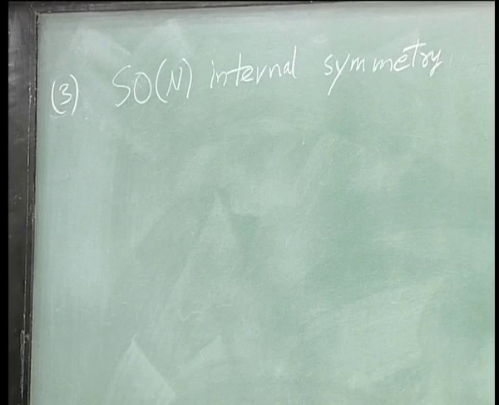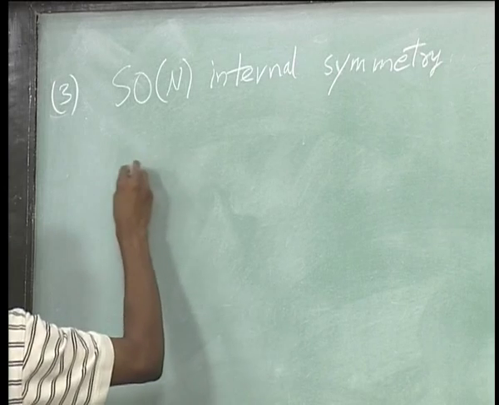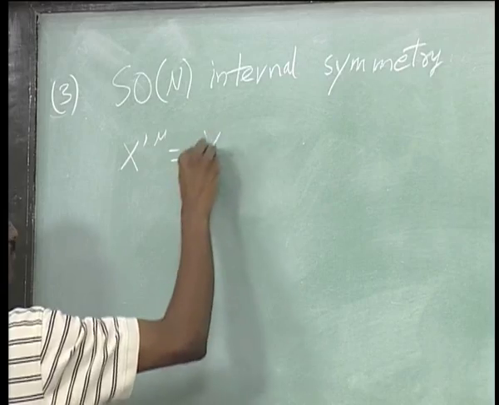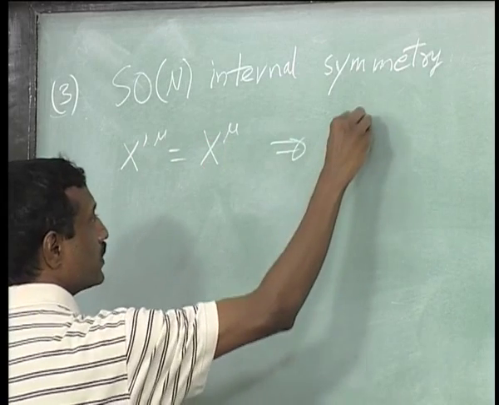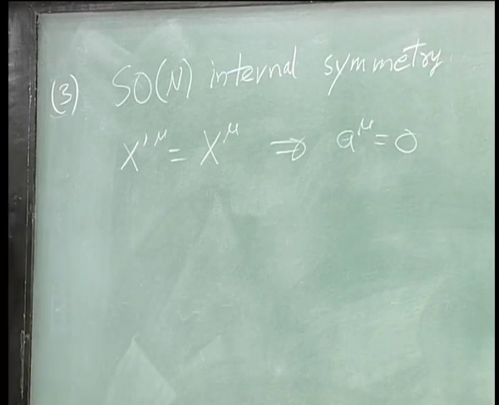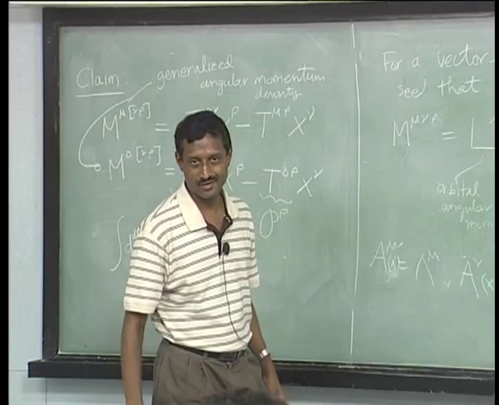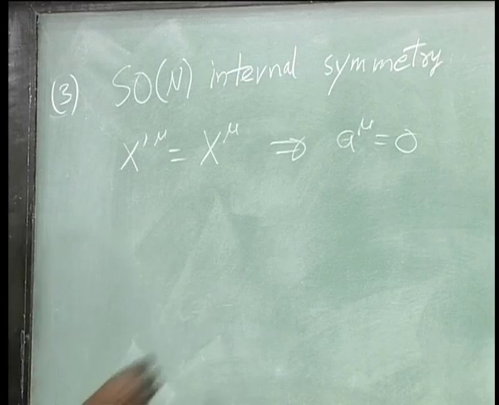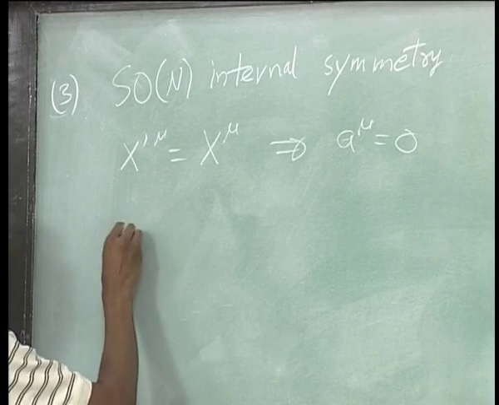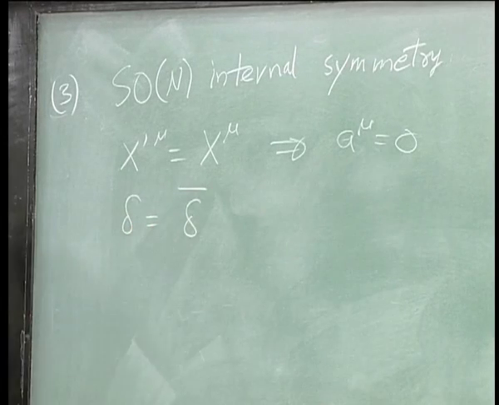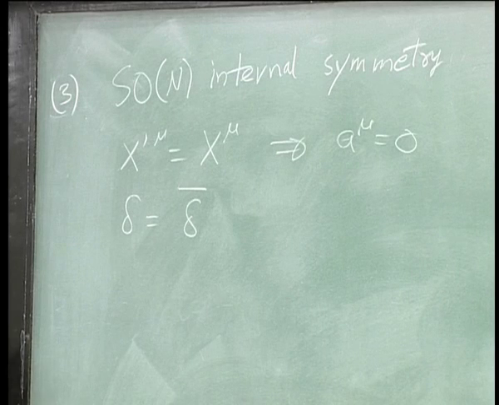Okay. So, we already discussed this last time. First thing is that x prime mu equals x mu. So, this implies a mu is 0. Okay. So, in the master formula which I just erased, that first term will not be there. And further, delta equals delta bar, because a mu is 0, there is no distinction, you need not worry about whether it is delta or delta bar.